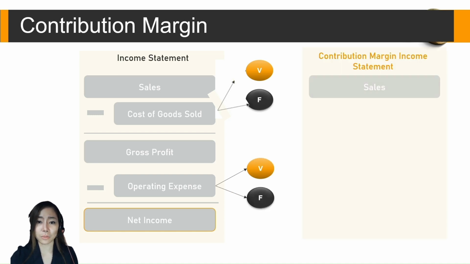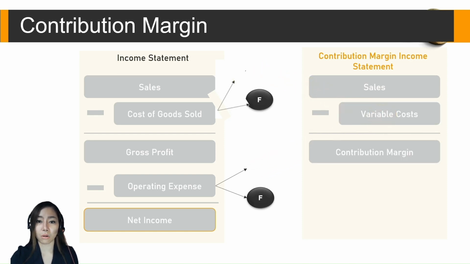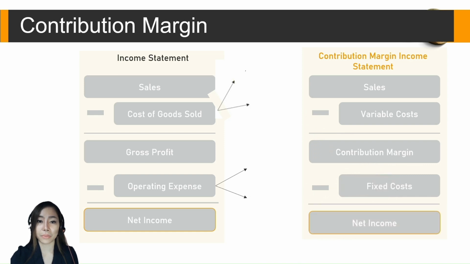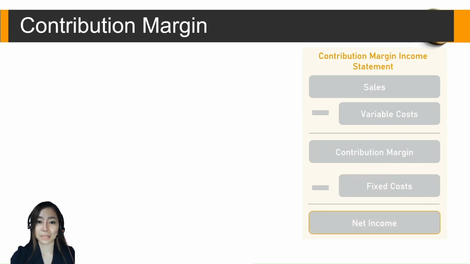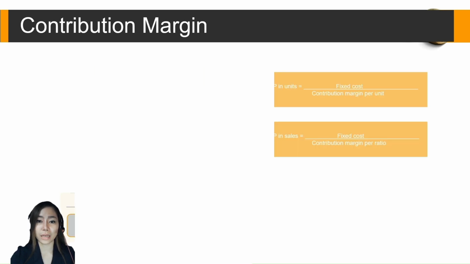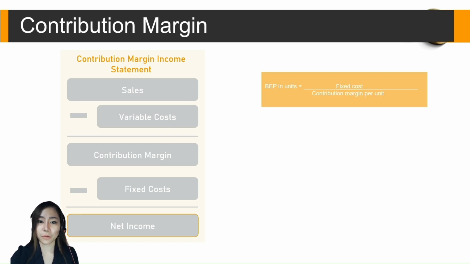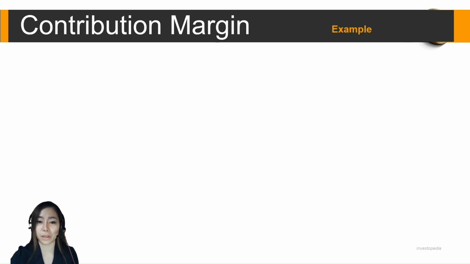So what happens in a contribution margin income statement? The contribution margin income statement starts with sales, deducts all variable costs, and the difference is the contribution margin. Then deduct all fixed costs to get net income. This equation is the contribution margin income statement, and coming from this formula, we can now compute using the contribution margin approach in getting the break-even point. For the first formula, break-even point in units equals fixed cost over contribution margin per unit, or the break-even point in sales equals fixed cost over contribution margin ratio.